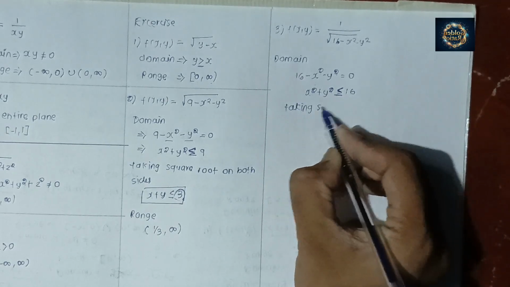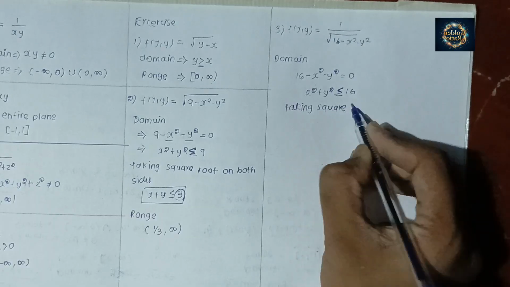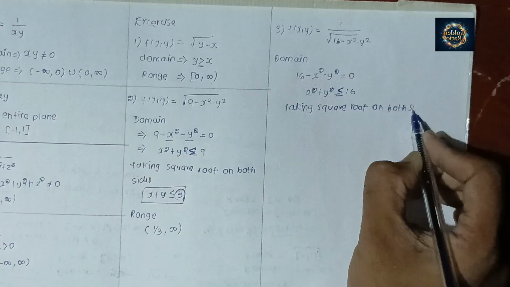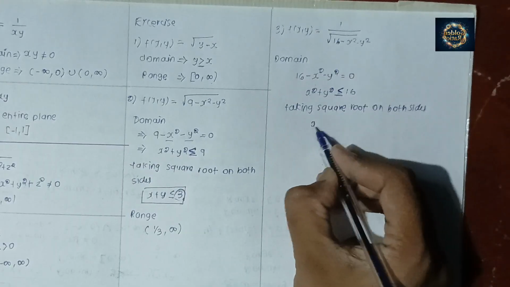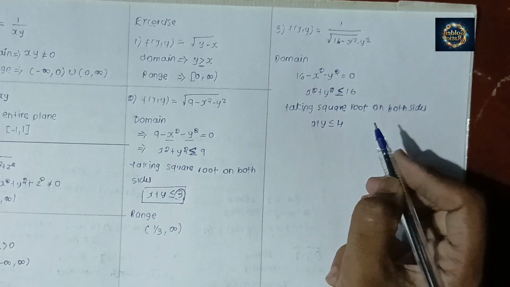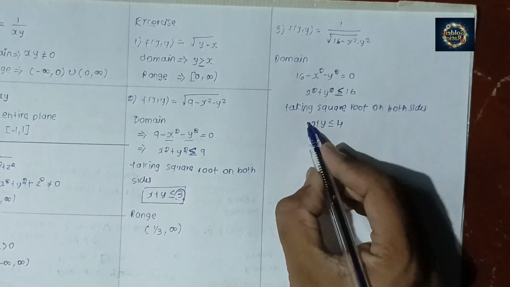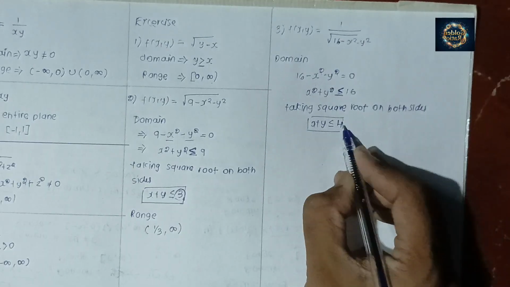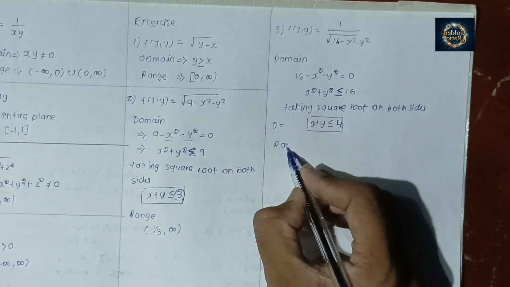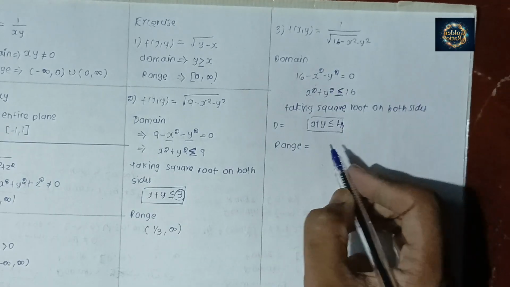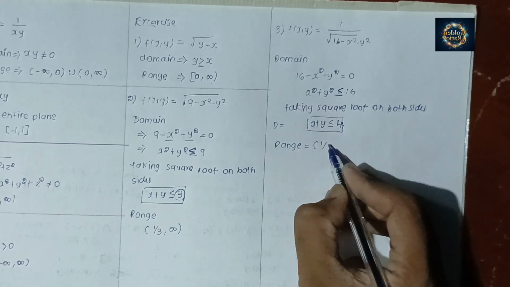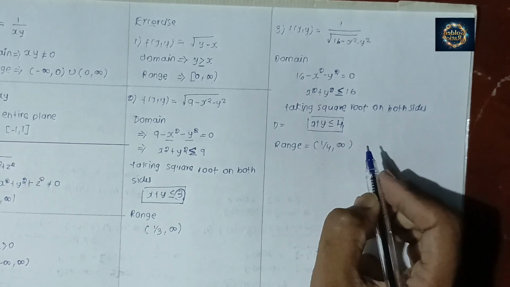Taking the square root on both sides, I get x plus y is less than or equal to 4. That will be the domain of the function. So what will be the range? I already said that when this type of question arises, the range will start from the reciprocal of this value. So it is from 1 by 4 to infinity.